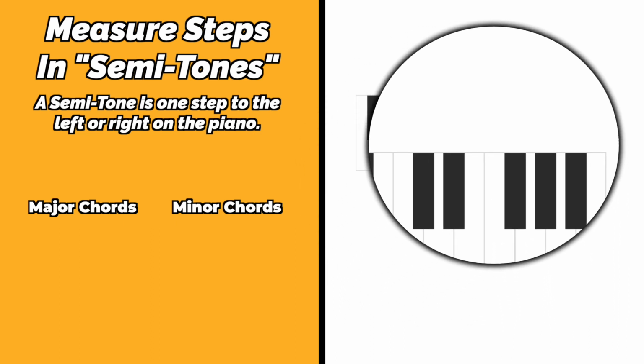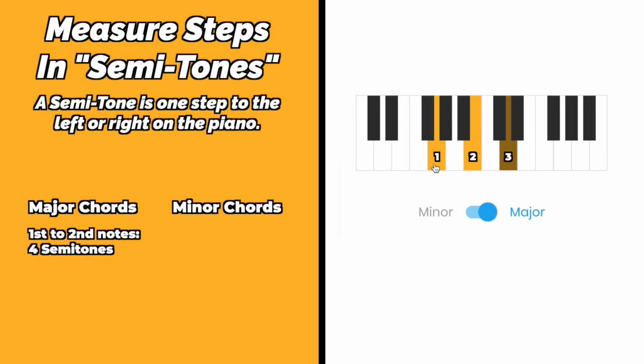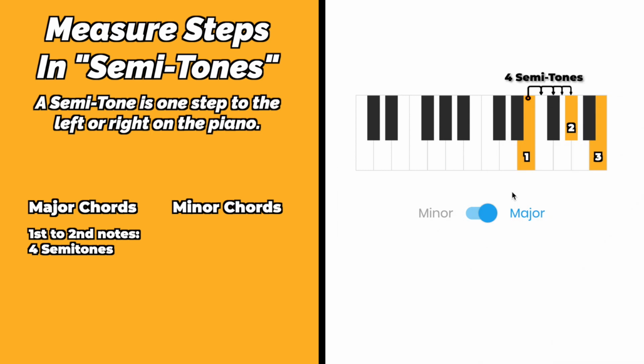So for example, we can count the amount of semitones from the first note of this chord to the second note. The amount of semitones from the first note to the second note in a major chord is 4. And that's the same no matter what major chord you're playing. We can check this on another one. As you can see here, 1, 2, 3, 4 semitones. And again here, 1, 2, 3, 4 semitones.